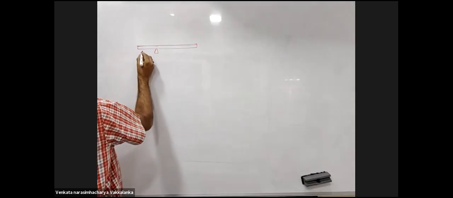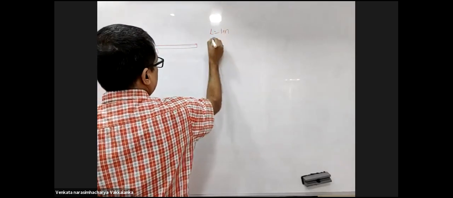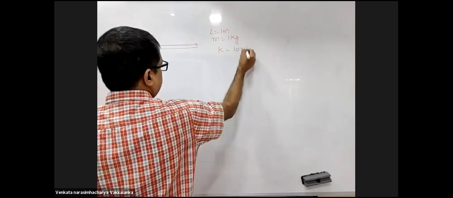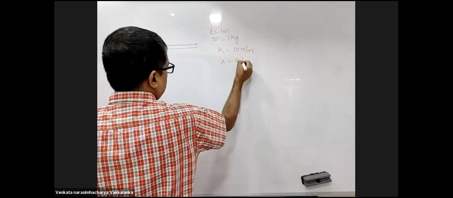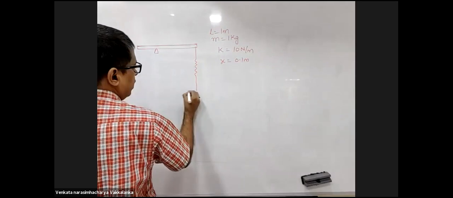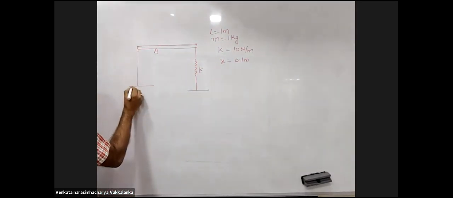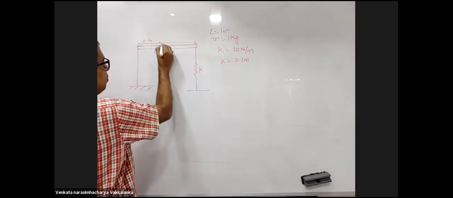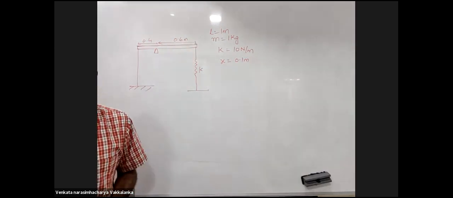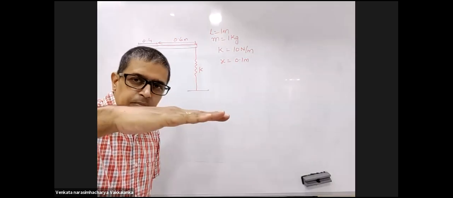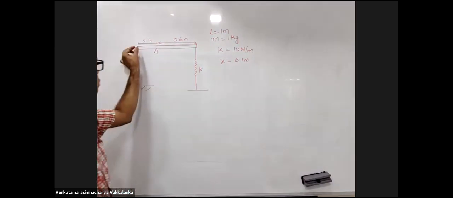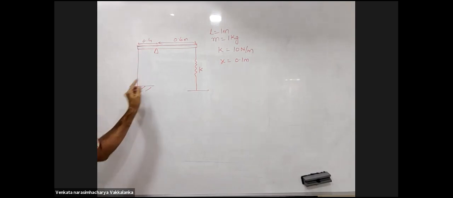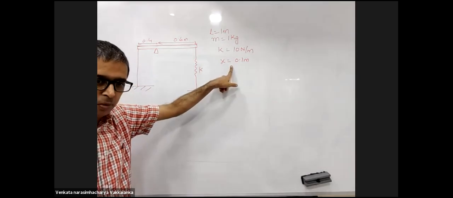This is a thin rod of length 1 meter, mass 1 kg, spring constant 10 Newton per meter, elongation in the spring is 0.1 meter. This distance is 0.4 meters. This distance is 0.6 meters. To keep the rod in the horizontal position, you had to pull the string and tie it here. When I pulled the string and tied it here, the elongation in the string is 0.1 meter.